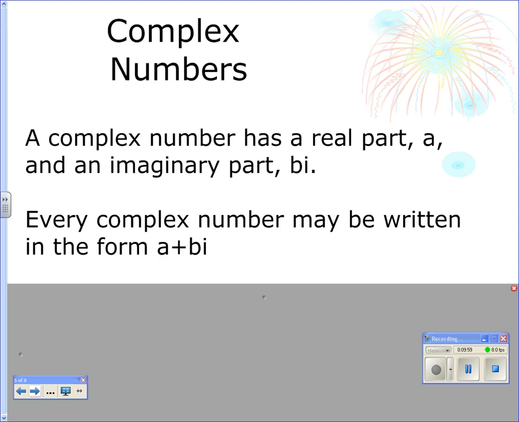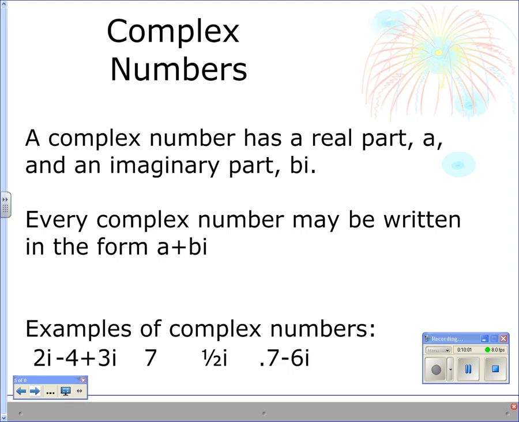Examples of complex numbers. 2i minus 4 plus 3i. Is that in standard form? What would you write it as?